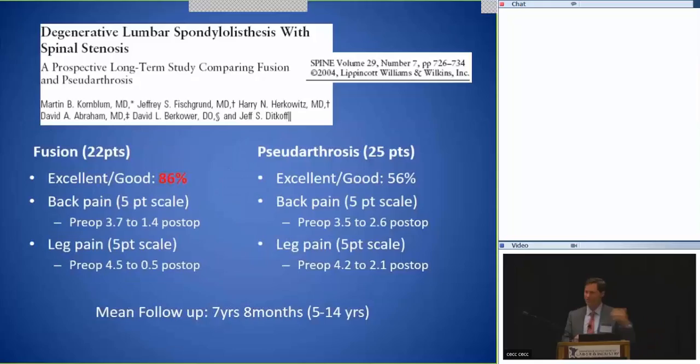So the next fellow comes along to Harry Herkowitz's program, and they do another study where they follow these patients up now at 7 years, almost 8 years. Patients who had a solid fusion, good and excellent results still at 86% of patients. Patients who didn't have a fusion, who had osteoarthrosis, only 56% good and excellent results, okay? So patients who had a solid fusion did better than patients who didn't have a solid fusion. So that's where we got to where we are today. Patients with degenerative spondylolisthesis and stenosis, they get a decompression and a fusion.